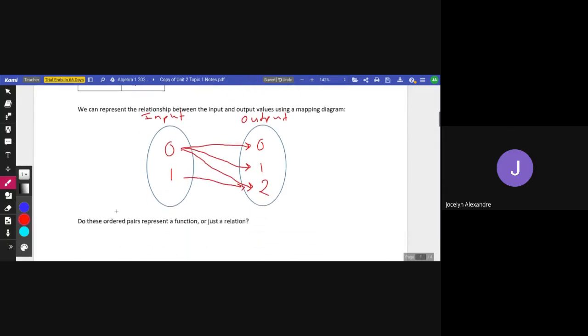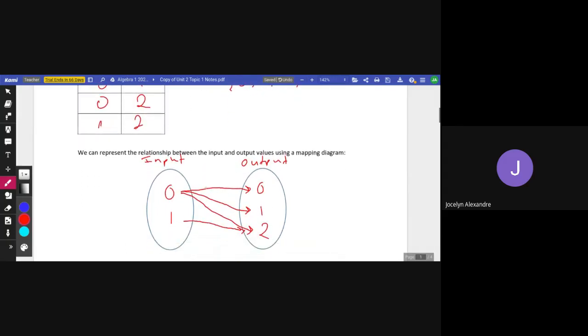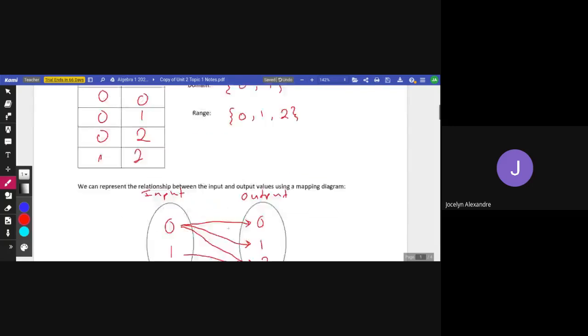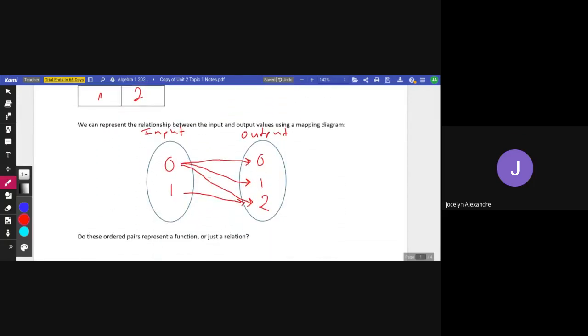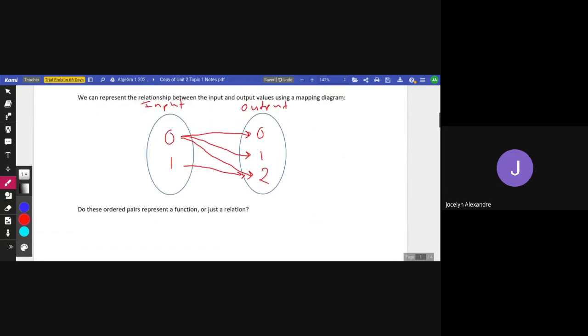What I noticed about this is that the input 0 has three different outputs. 1 only has one output, 2, but 0 has three different outputs. I'm going to draw our attention back to the definition of a function. A function is a relation with one output for each input. That's not the case here, because 0 has three outputs. 1 only has one output, but 0 has three, so that's a problem. This is not a function.